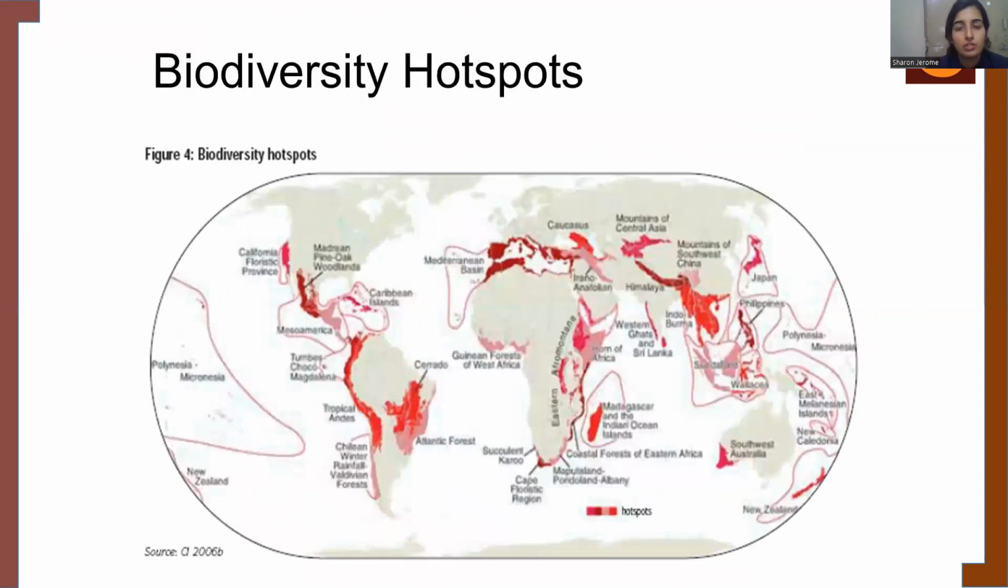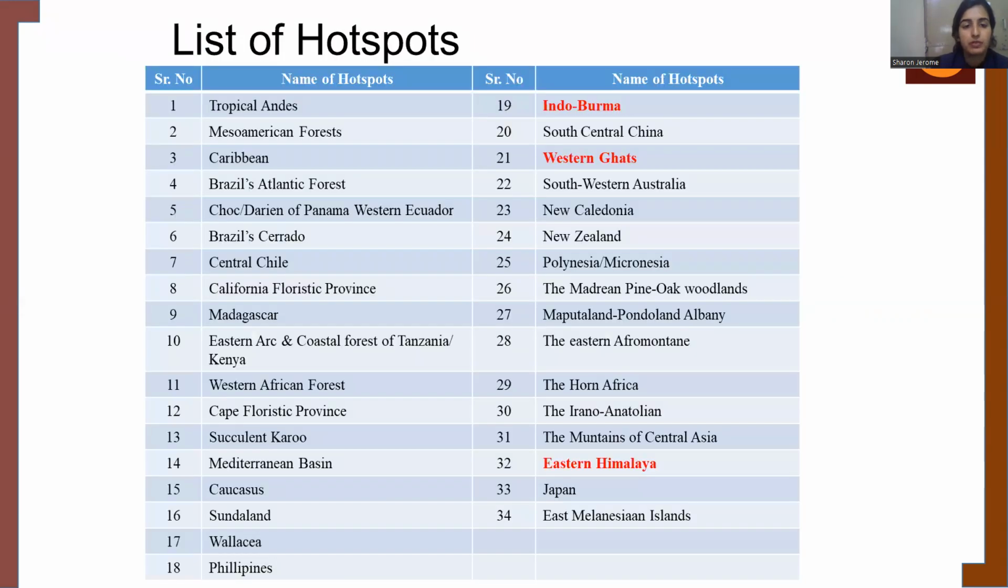This image shows the hotspot regions across the globe. The red and pink colored areas indicate the biodiversity hotspots across the globe. So this is the list of hotspots, as said earlier. There are 34 hotspots across the globe, and among these 34, 3 are from India and surrounding areas, which include Indo-Burma, Western Ghats, and Eastern Himalayas. 3 hotspots are located in India itself.